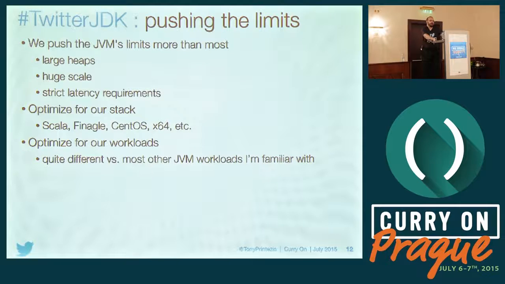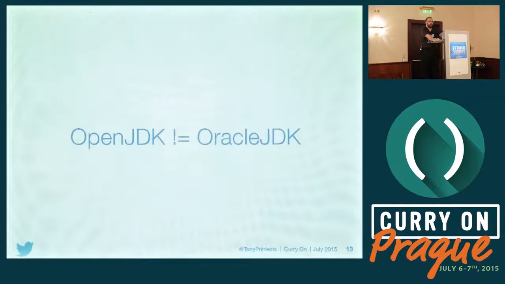Also, for Twitter JDK, we try to tune things and optimize for our workloads, which behave quite differently compared to, for example, Oracle workloads like Fusion Middleware. That's the main thing that Oracle cares about. Our workloads behave quite differently than that.